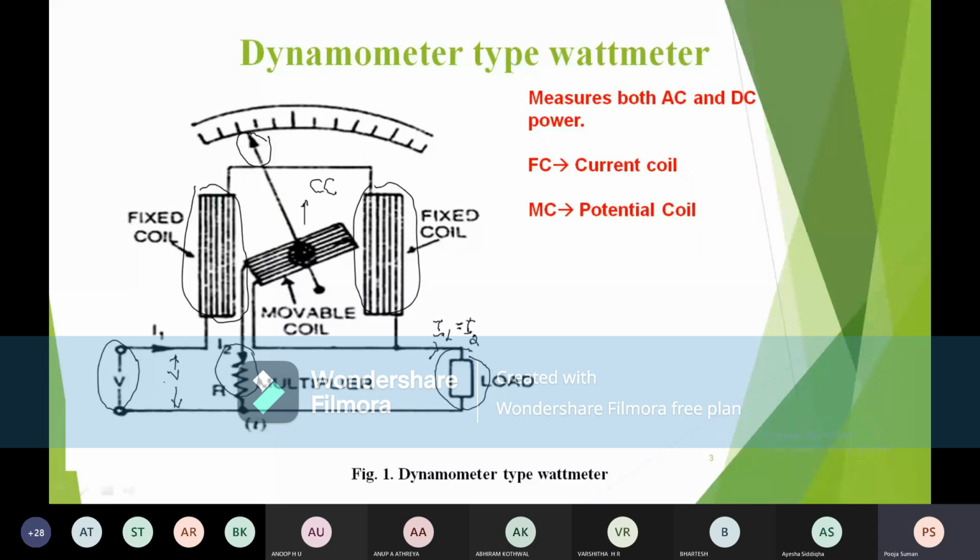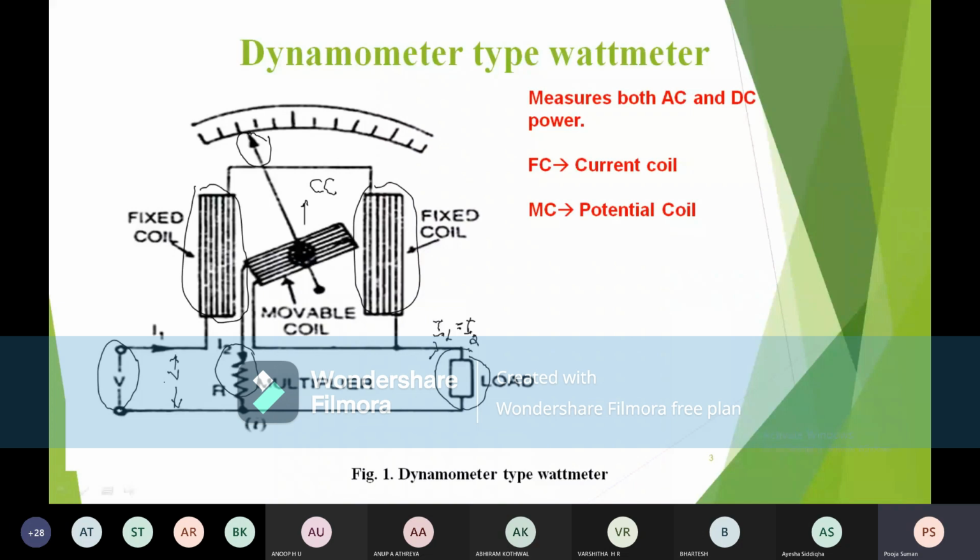So the fixed coil is connected in series with the load. It will carry a current, that is IL. So that coil is called the current coil. The main purpose of using the measuring instrument is to find out the voltage, current and the power consumed by the load. Since the fixed coil is connected in series with the load and it will carry the load current IL, we call this fixed coil the current coil.